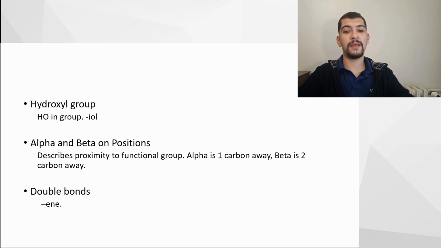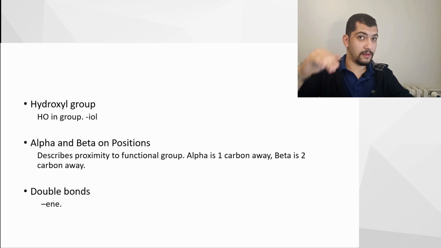Also, there are alpha and beta positions. Alpha and beta position describes the proximity to a functional group. Alpha is 1 carbon away and beta is 2 carbons away. Also, alpha and beta can stand for how close a group is to the surface of the molecule, the depth.